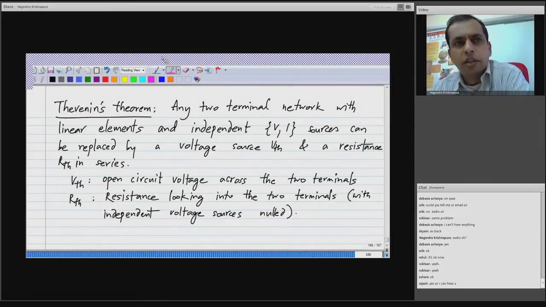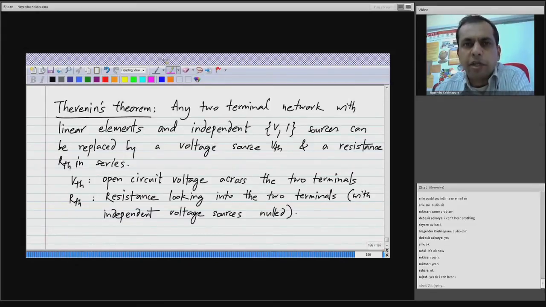So as I repeat what I said, Thevenin's theorem says that if you have a two-terminal network with independent sources and linear elements inside, at the two terminals it can be equivalently represented by a series combination of a voltage source and a resistance. The voltage source is found by determining the voltage across the two terminals with nothing connected to them. And the resistance is found by nulling all the independent sources in the network and finding the resistance looking into the two terminals.